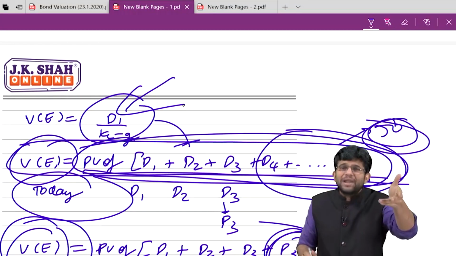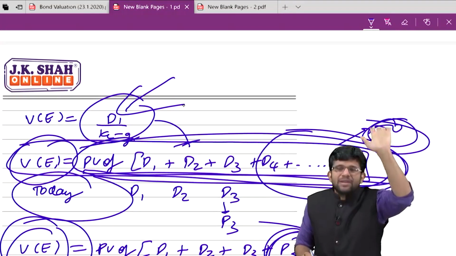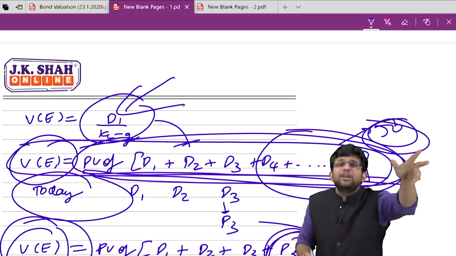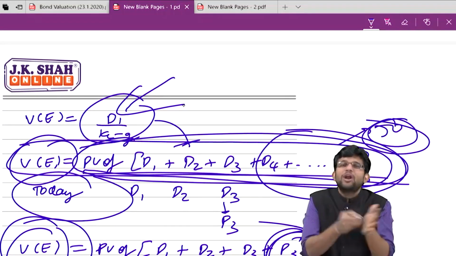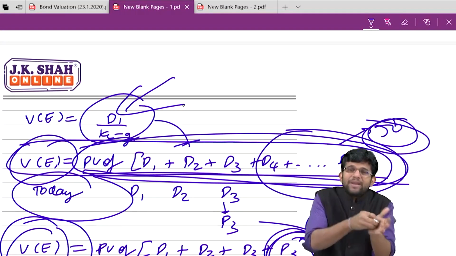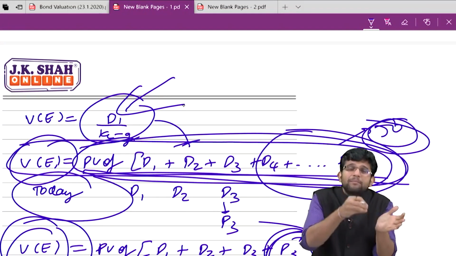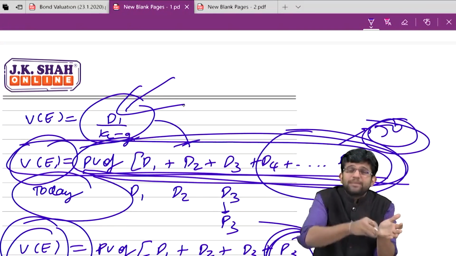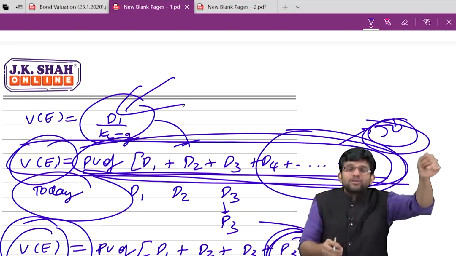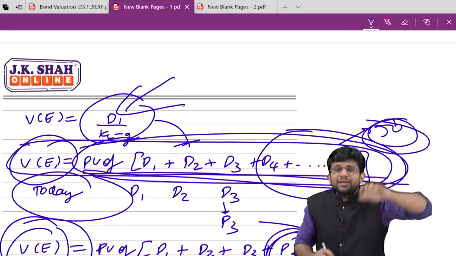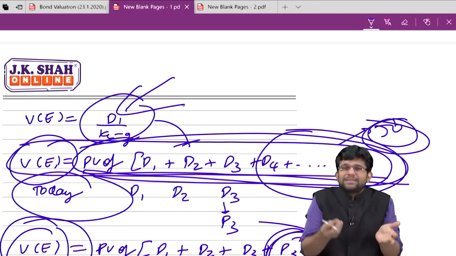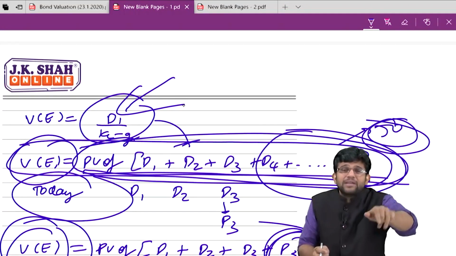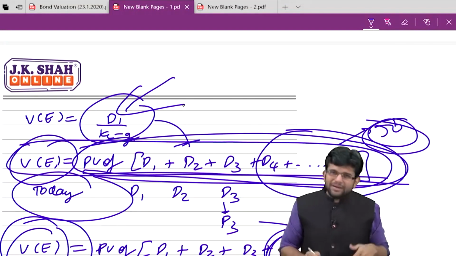Because even if you want to sell it in a future date, that P7, let's say you want to sell at the end of year 7. P7, what will be P7? P7 is the price at the end of year 7. P7 is what I am ready to max pay at the end of year 7 for future cash inflow starting from D8 to D eternity. So mathematically, P7 is nothing but the present value at end of year 7 of D8 to D eternity.